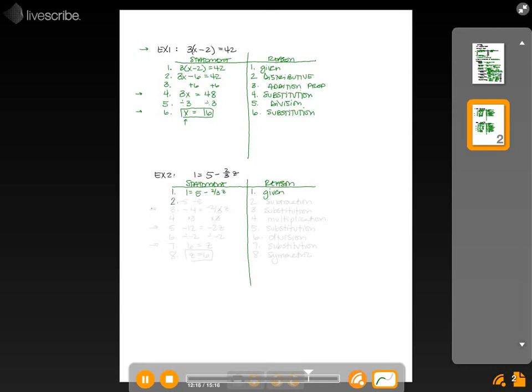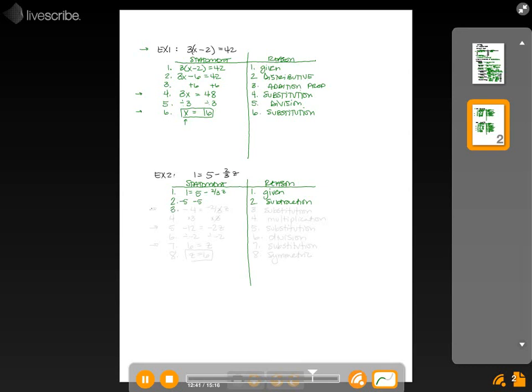Alright, step 2. We need to do something. We got to get z by itself on one side. So I'm going to subtract 5. Now there's different ways to do this problem. You could do something else first, and that's okay. It may take a few more steps. You may do it in less steps than what I did. So it may be different, but you're going to get the same answer, same end result. Alright, I subtracted 5 from both sides. That means our reason is subtraction.